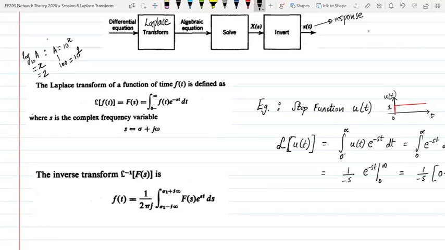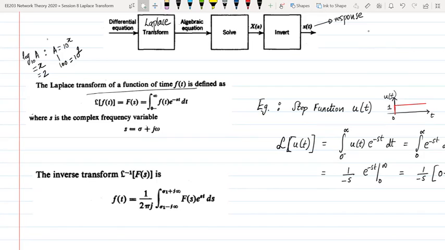What is the Laplace transformation? The Laplace transformation of a given function of time f(t) is defined as L, which is that symbol, L of f(t) is equal to F(s). F(s) is just a notation, right? So if I write F(s), it means L of f(t). t is in the time domain, s is in the s domain.